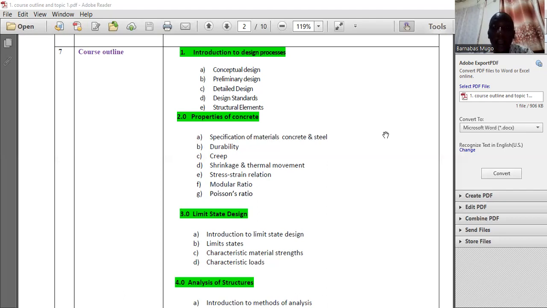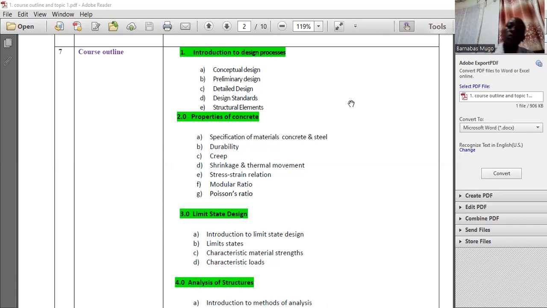Then we are also going to look at the design standards, the one that I have just talked about, the British Standard Code of Practice, BS8110. Then we are also going to look at the structural elements. So we look at the beam, the column, the slab, and the footing. Those are the four main structural elements that we are going to deal with.